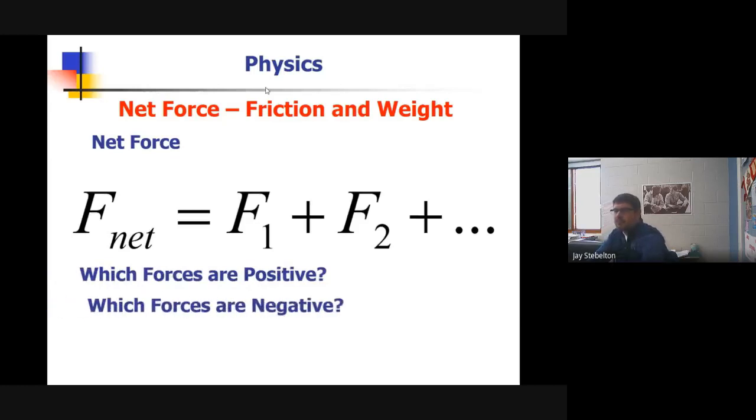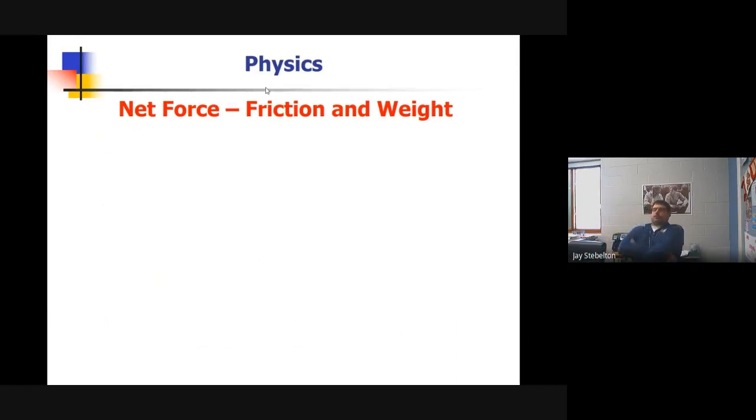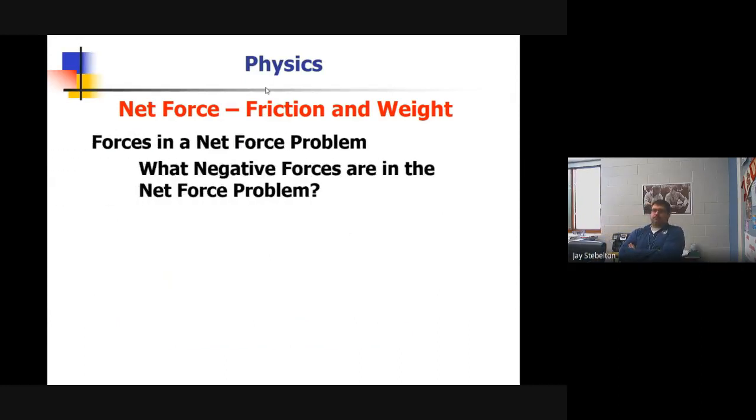Which forces are positive, which forces are negative, and what is the sum of these forces? So, forces in a net force problem. What negative forces are there in the net force problem? Well, there's a couple. First of all, weight is a negative force. Remember, mass and gravity. F sub g is mg.